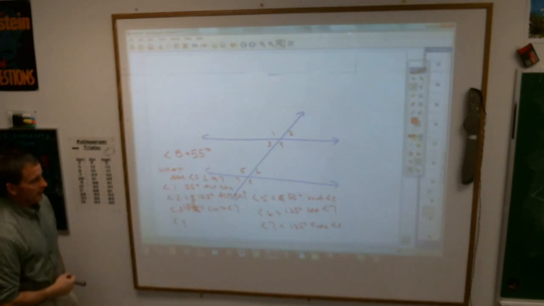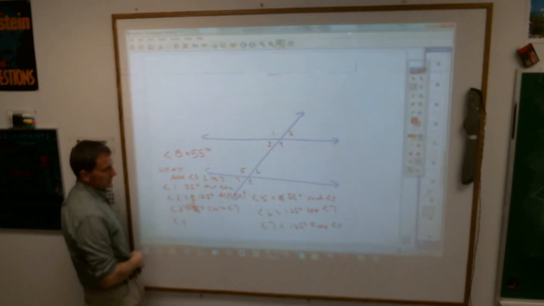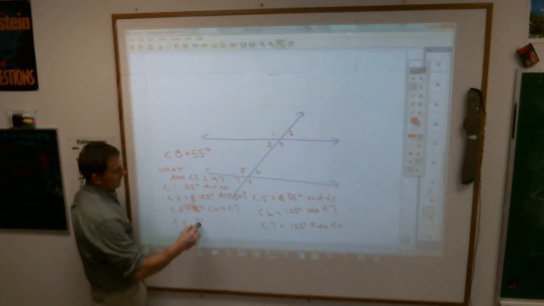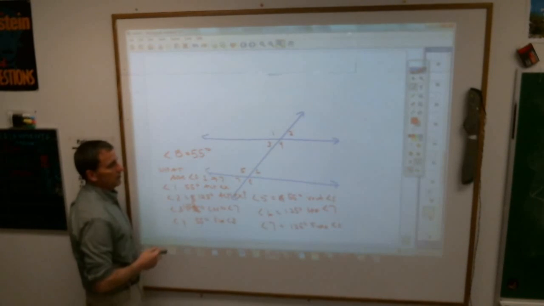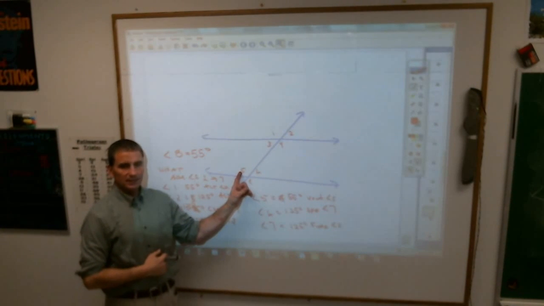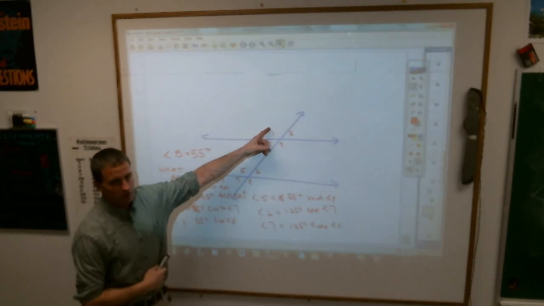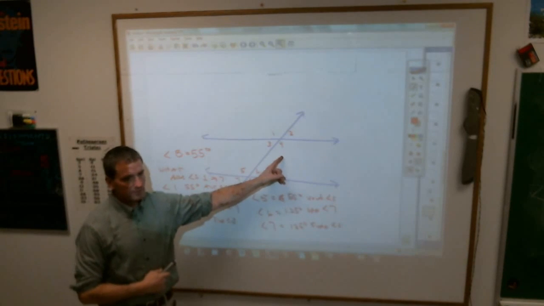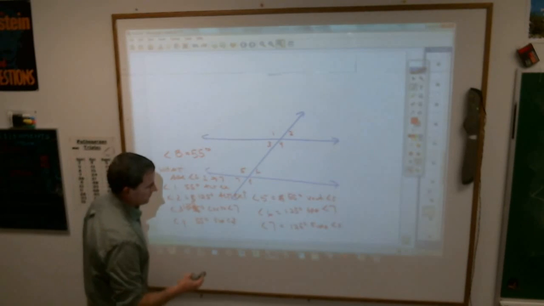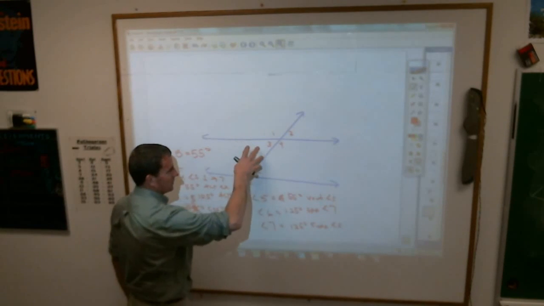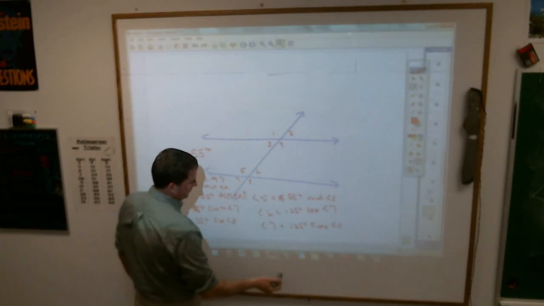Luke Franklin, angle 4 has to be how many degrees? 55 degrees because it's a supplement to angle 3. Or it is also an alternate interior angle, or it is also opposite of angle 1. You have 4 or 5 different reasons that you can give for all of that. Wow, this really is bizarre. I'm glad I wasn't looking at it when I did it.